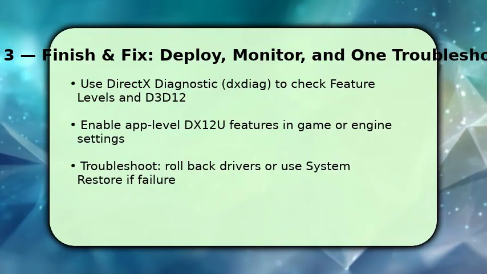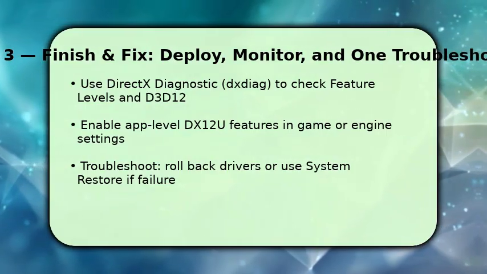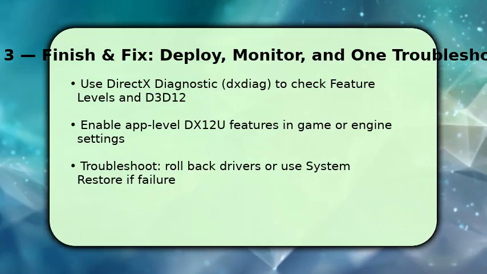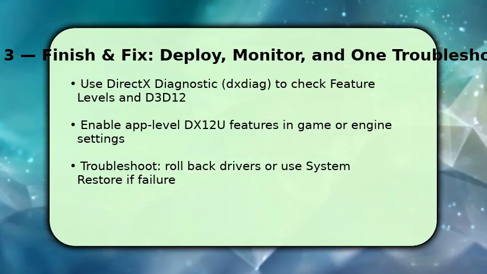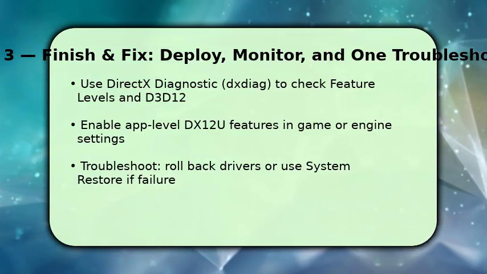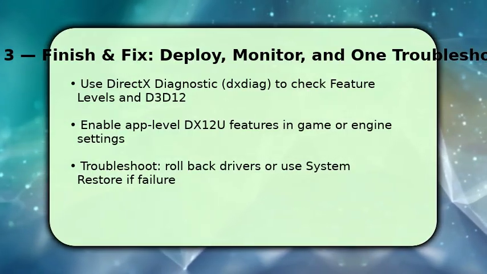Run DXDiag, save all information, and check the Display tab for D3D12 feature level and ray tracing support. Then enable DX12U features inside the game or application settings. Toggle ray tracing, mesh shaders, or sampler feedback where offered. Make sure to test with a known benchmark or demo.